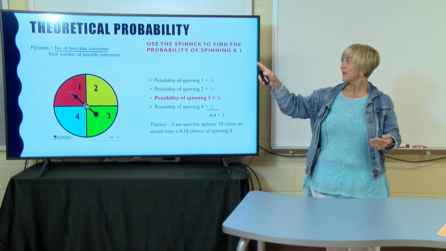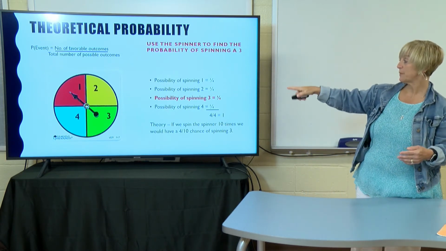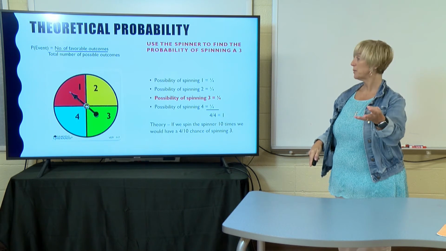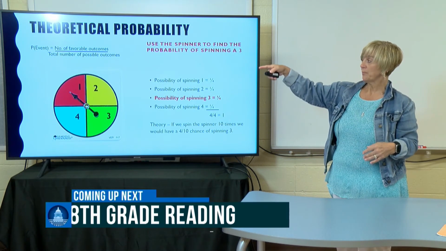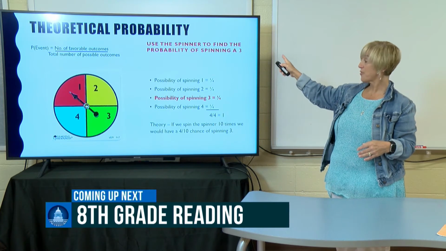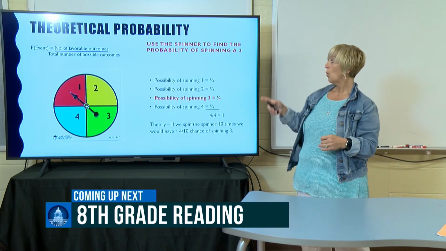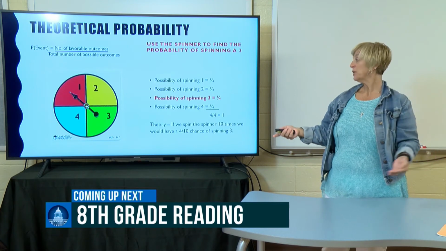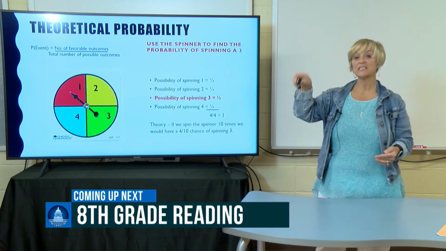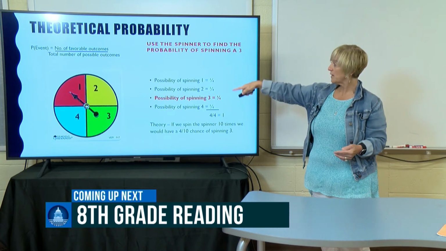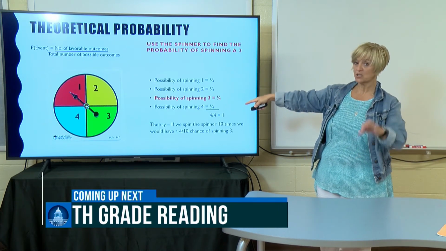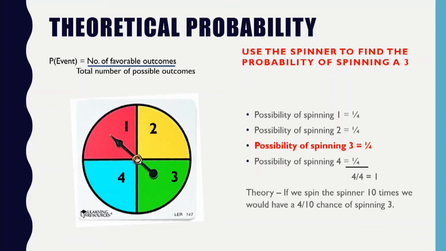So let's look right here. The theoretical probability of this spinner. We have 4 colors, 4 numbers. So our probability of spinning a 3 would be 1 out of 4, correct? Because we only have 1 three, and we have a spinner that has 4 numbers. So if we look right over here, our number of favorable outcomes, which is 1, out of a total of 4. So the probability of spinning a 1 is 1/4. The probability of spinning a 2 is 1/4 because it's 1 out of 4. Same for 3 and same for 4.